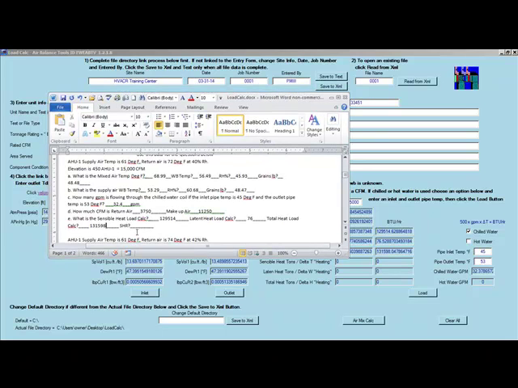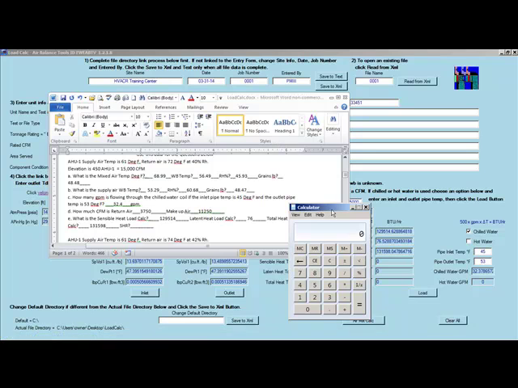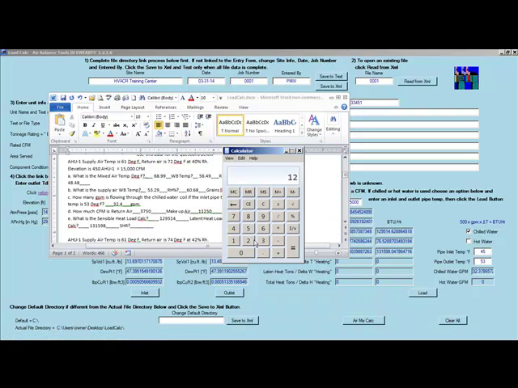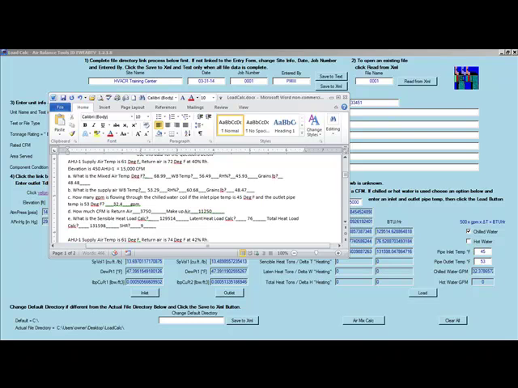So if we want to know what our sensible heat ratio is based on this, we can go take a calculator. 12,9514 divided by 13,1598. So it's 98%.